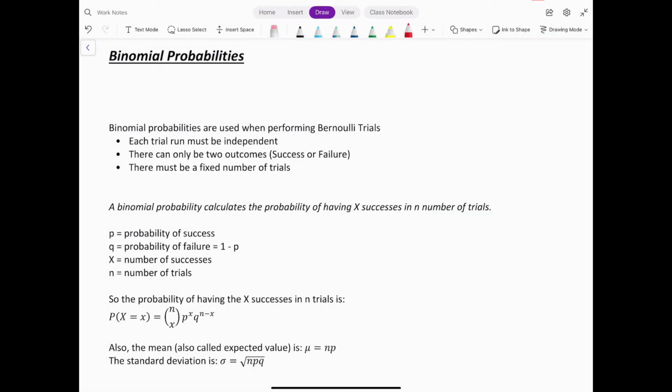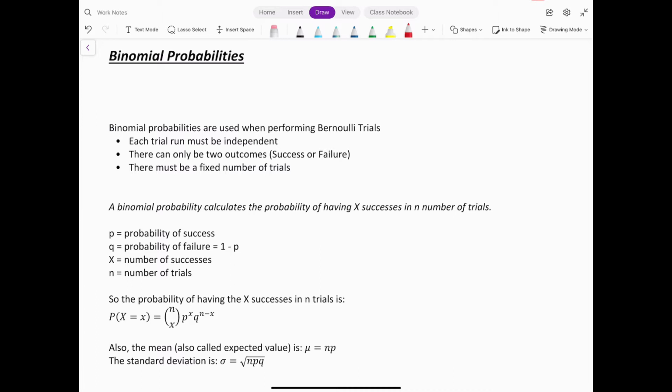All right, in this video, we're going to cover the concept of a binomial probability. A binomial probability is used whenever we're performing a Bernoulli trial or Bernoulli experiment. So I'm going to quickly run through this. If you want a further in-depth explanation, go back to the geometric probability video. But we have the same three conditions.